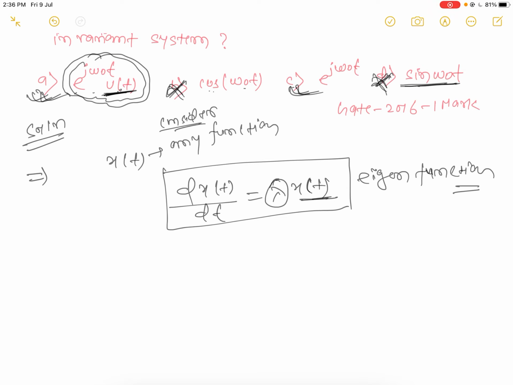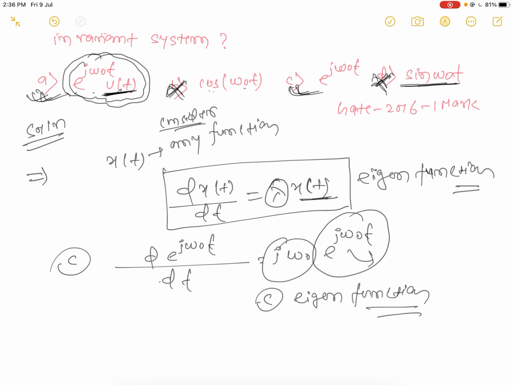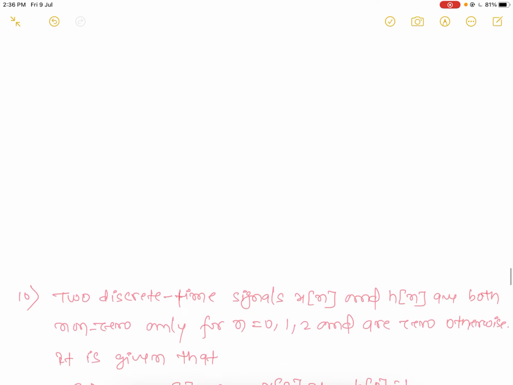But in case of C, e to the j omega naught t, it is the only function. d/dt of it gives j omega naught e to the j omega naught t. So with some multiplication it comes back as the same function. It means C will be the eigenfunction. C will be the right answer. Now coming to the next question.